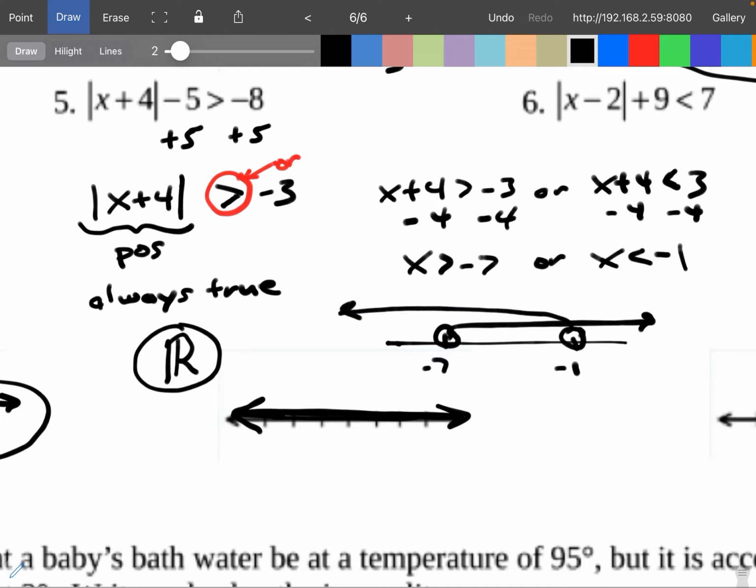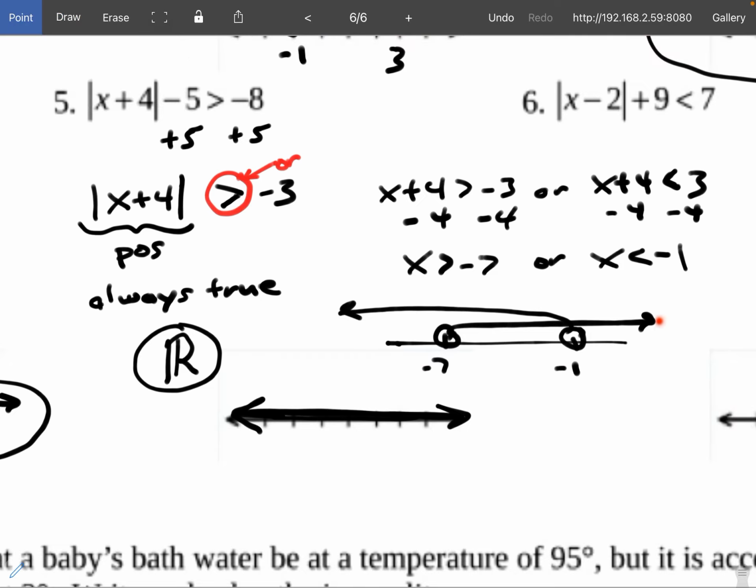At negative 7, I'd have an open circle shaded to the right. And at negative 1, I'd have an open circle shaded to the left. Remember, an or is anywhere that's shaded. What's shaded on this graph? Or is anywhere that's shaded. Doesn't matter if it's single shaded, double shaded, just anywhere that's shaded.